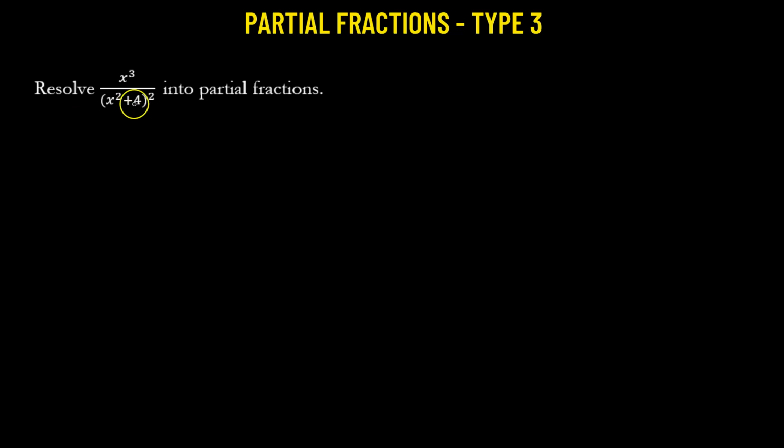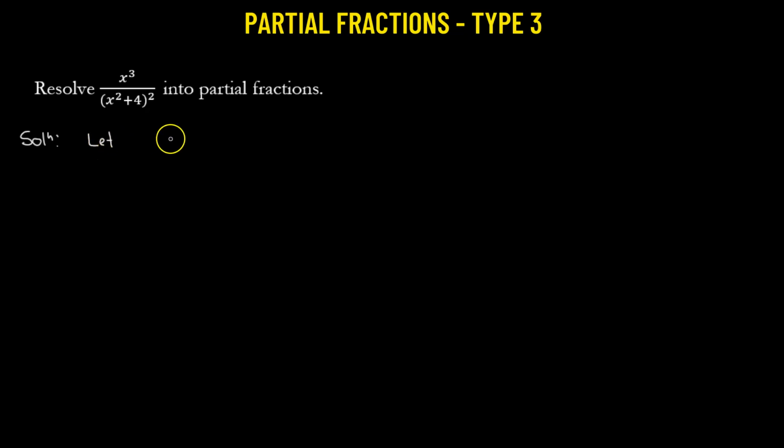So in this problem, we need to resolve the given rational fraction into partial fractions. Let us begin. Now clearly, we observe here that we have a quadratic factor in the denominator. But since it's repeating twice, that means that we can resolve the given rational fraction into two partial fractions.